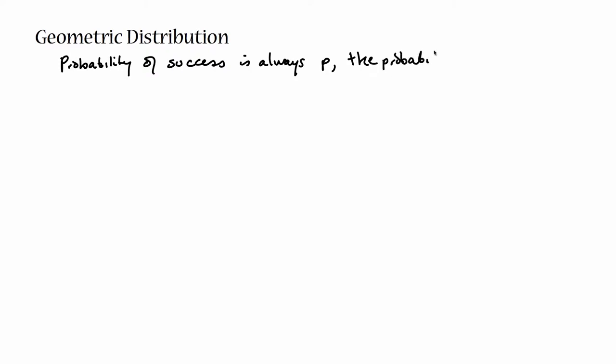The second discrete distribution I want to talk about is the geometric distribution. This one's a little bit more fiddly to define. So given that the probability of success on any given trial is always p, the geometric distribution gives the probability that the first success happens on the kth trial.